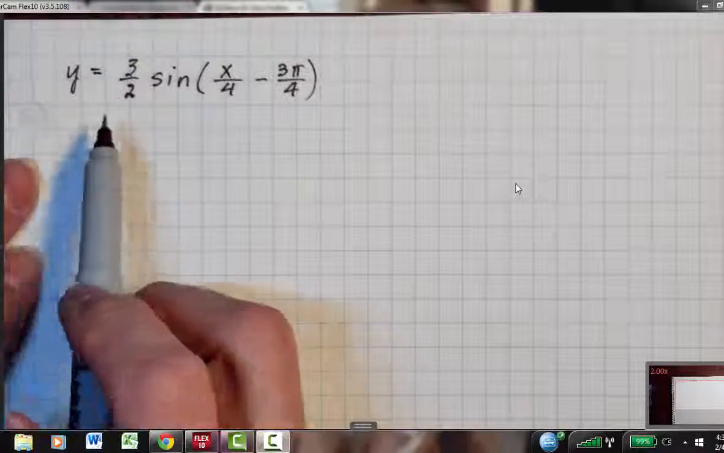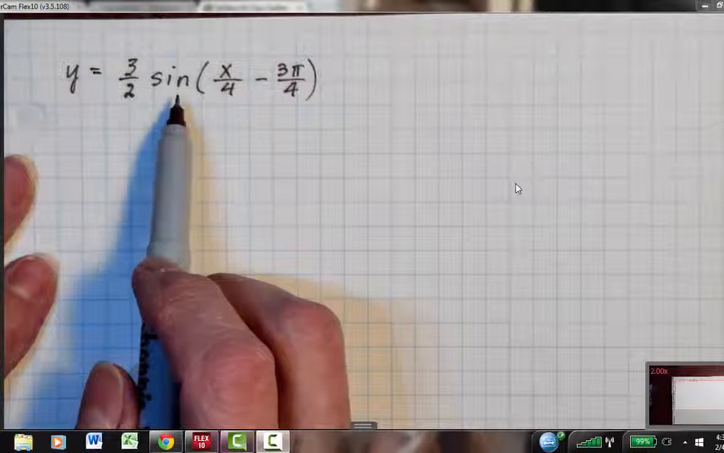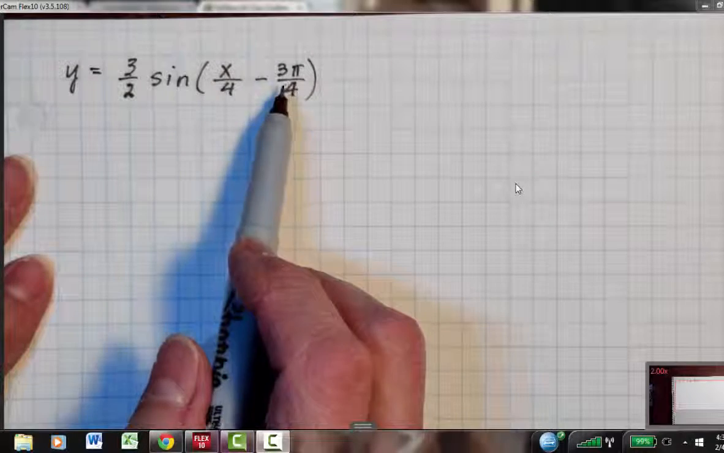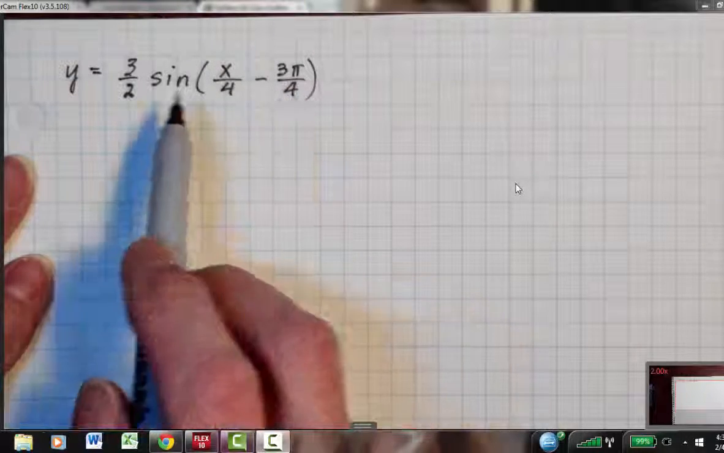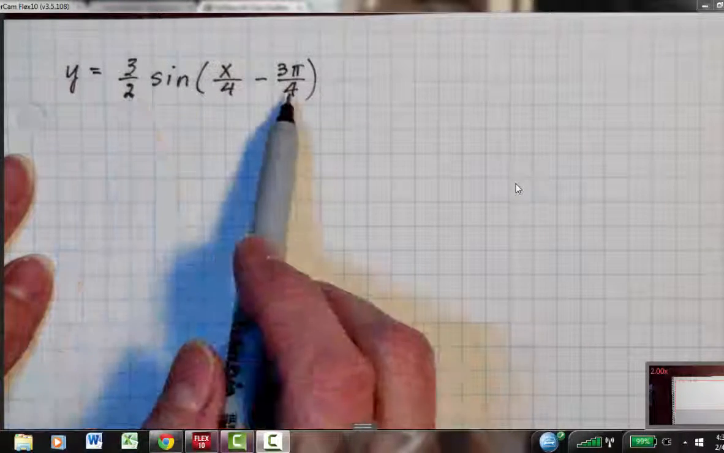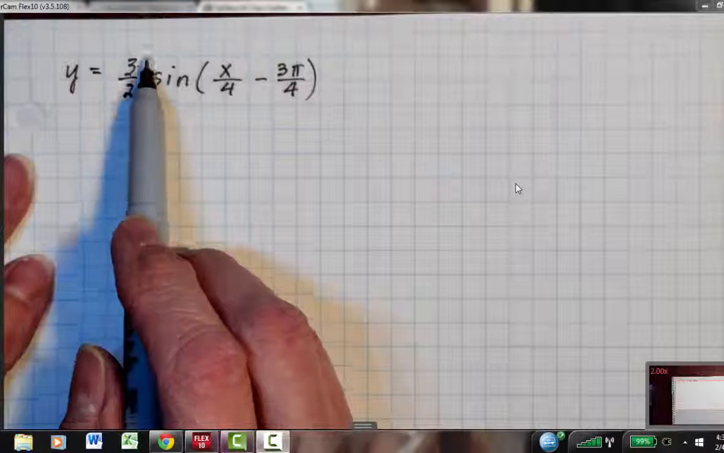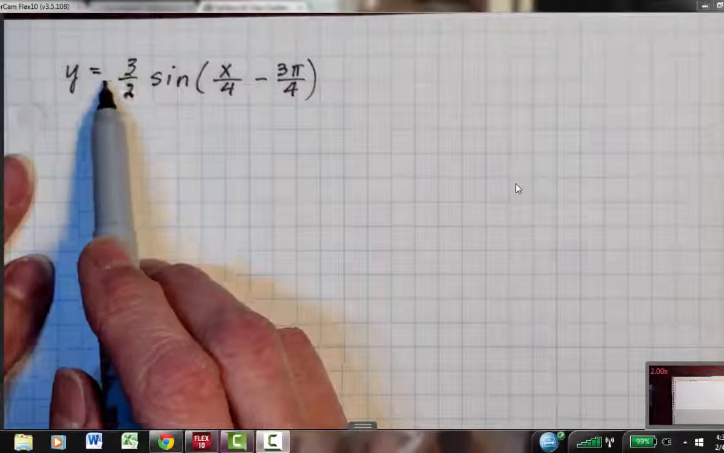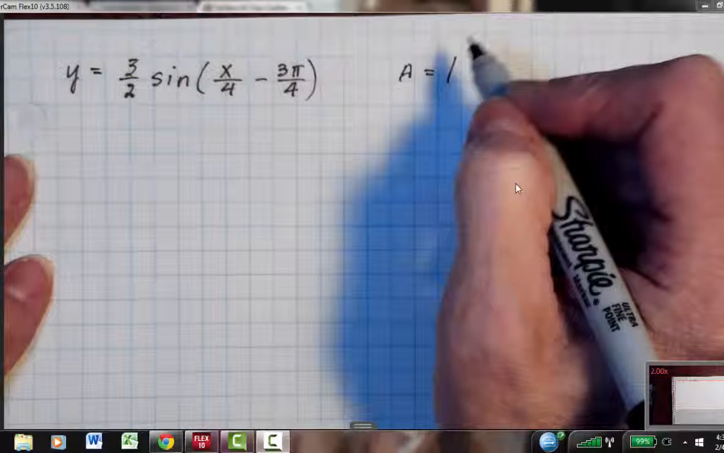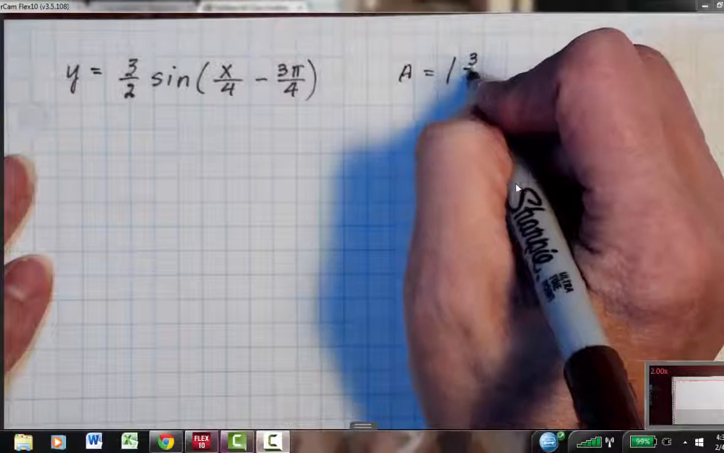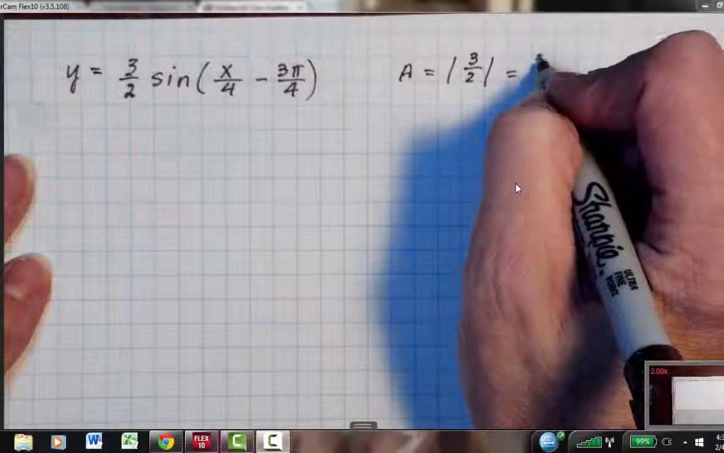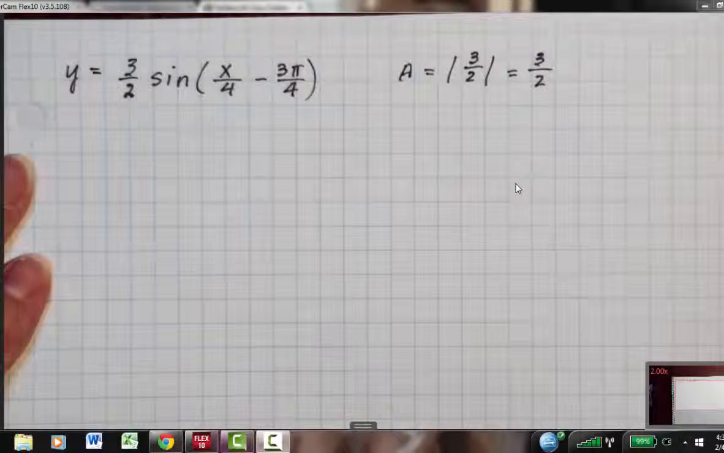I'm going to be graphing y is equal to 3/2 sine times the quantity x over 4 minus 3 pi over 4. A couple of things I want to find before I go to do my graphing, and the first thing is the amplitude, and the amplitude is the coefficient of the function. In this case it's 3/2, and we want to make sure that we take the absolute value of 3/2, which still gives us 3/2. So my amplitude is 3/2.